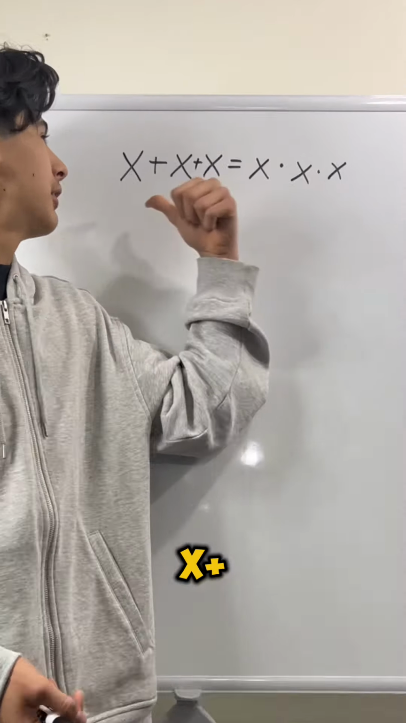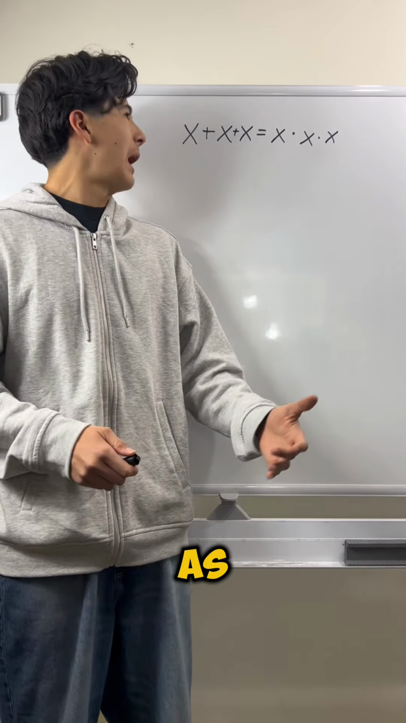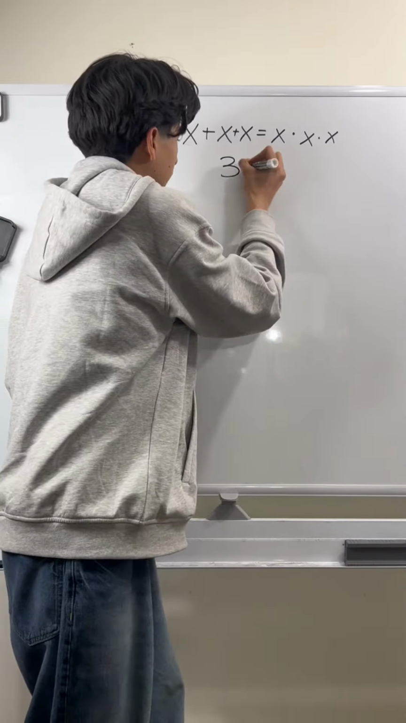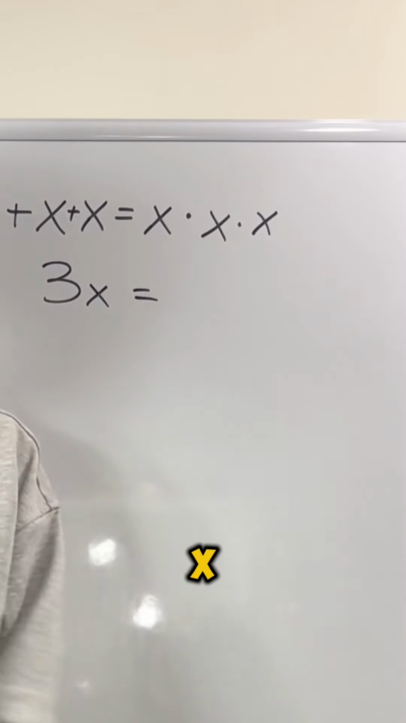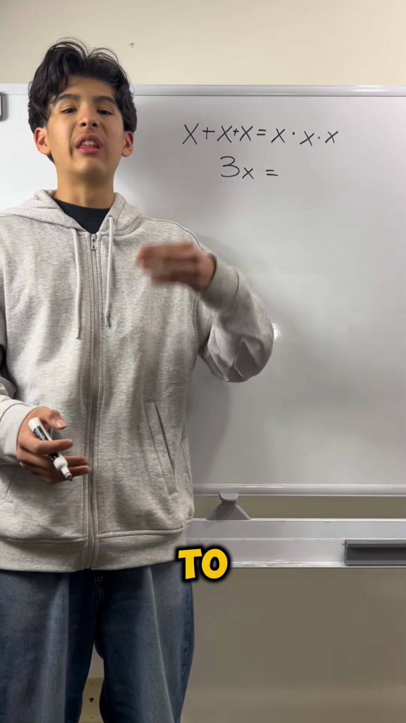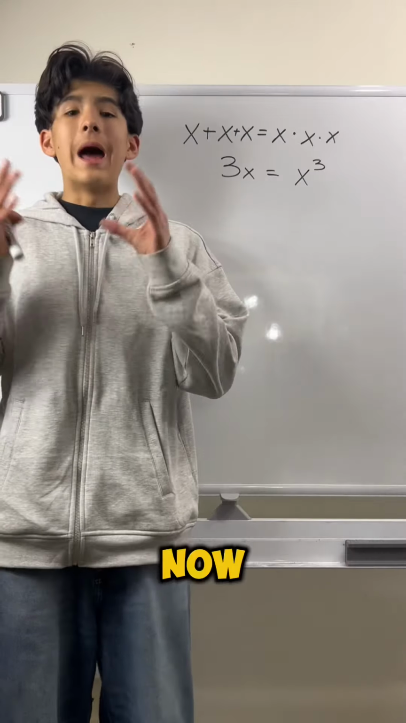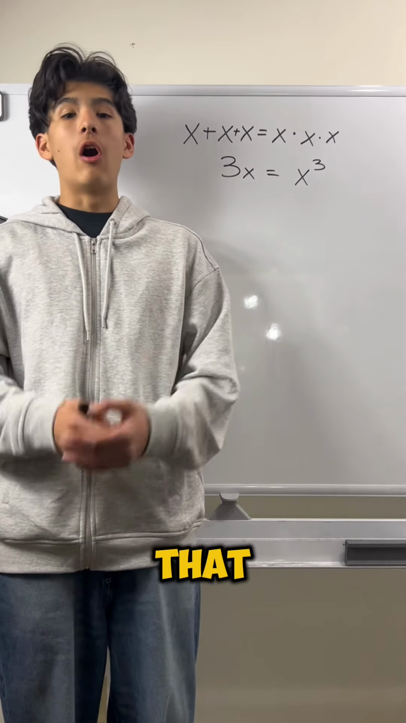Now we have x plus x plus x on the left side. What can we rewrite it as? Well, it's x times 3, which is just 3x. And on the right hand side, we have x times x times x, which we could rewrite as x to the third power, or x cubed. Now what I'm going to do is subtract 3x from both sides so that all the terms are on one side.